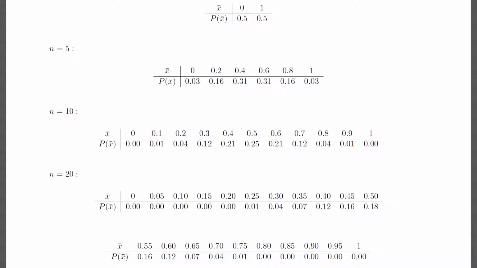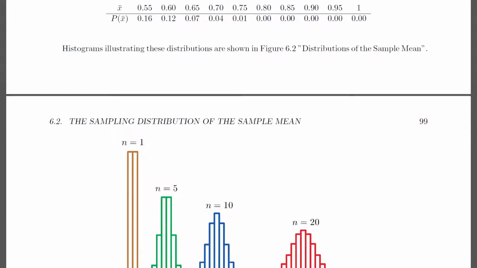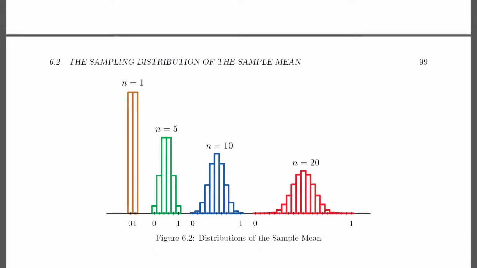Right, so here it went from a uniform distribution, which is the orange one on the left, where both chances are equal, to starting to spread around. And eventually when it got to size 20, that looks almost normal, right?